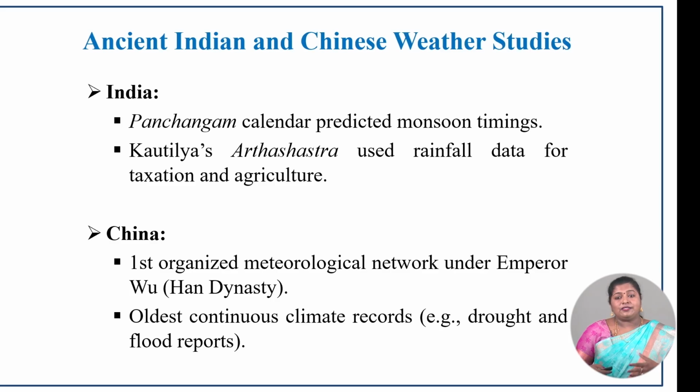In China, the first meteorological network was set up under Emperor Wu of the Han dynasty. The oldest continuous climate records were kept by the Chinese people, and examples of drought and flood reports were generated by Chinese contributors.